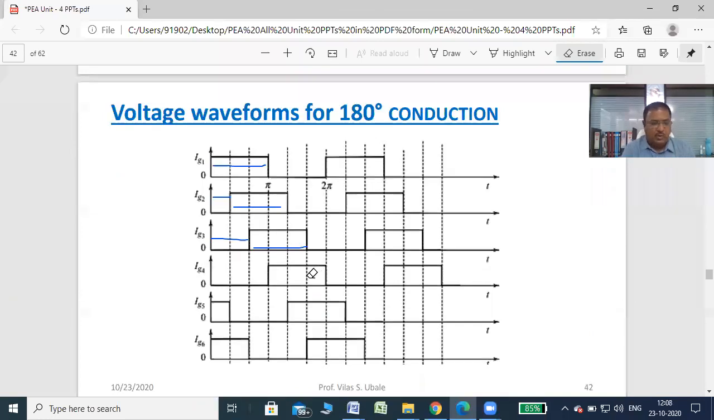Okay, just tell me, what is the advantage of this 180 conduction mode? Anyone?